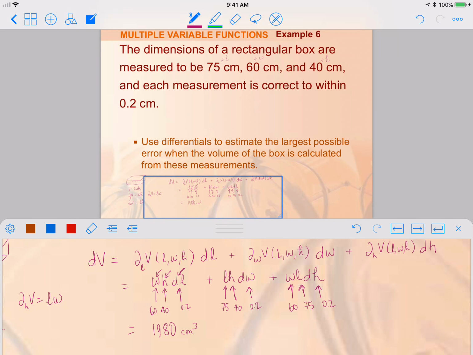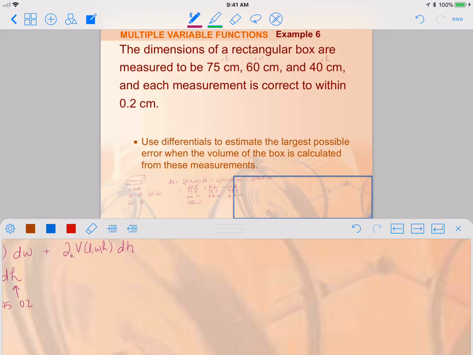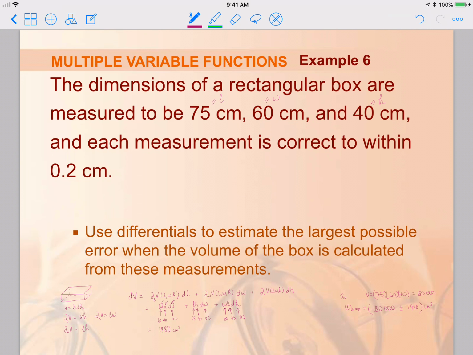And now we might be thinking, whoa, that's a big differential. But what is the volume? If we just use the formula for volume, we would get that the volume is 75 times 60 times 40, which is 180,000. So 180,000 plus or minus 1,980 centimeters cubed. All right. And that's it.